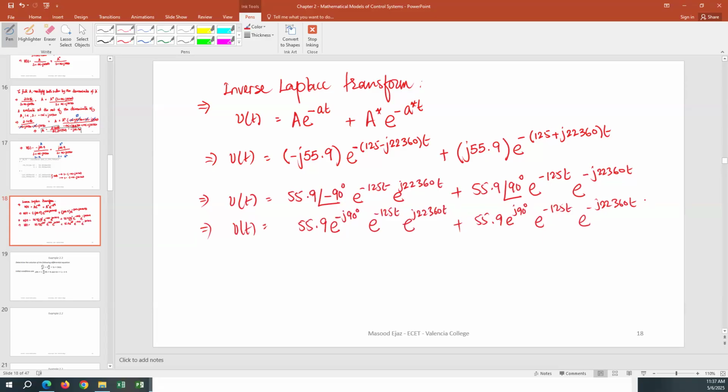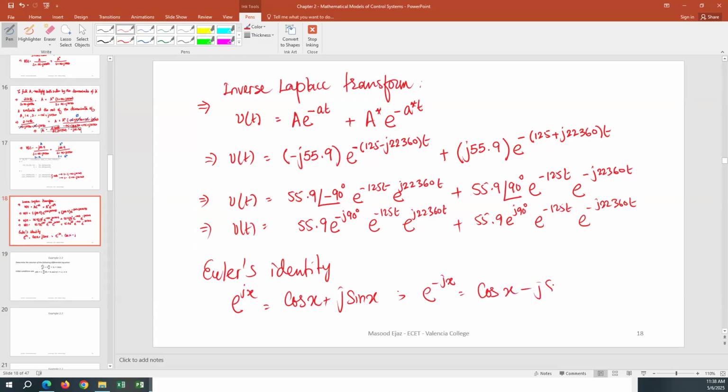The reason I say I'm going to ask you why is because I explained this in DSP and many of you did take DSP. Why can we write that number 55.9 angle 90, which is a complex number written in polar form, as 55.9 e to the power negative j 90? What are we using here? Euler's identity, exactly right. Very good, excellent.